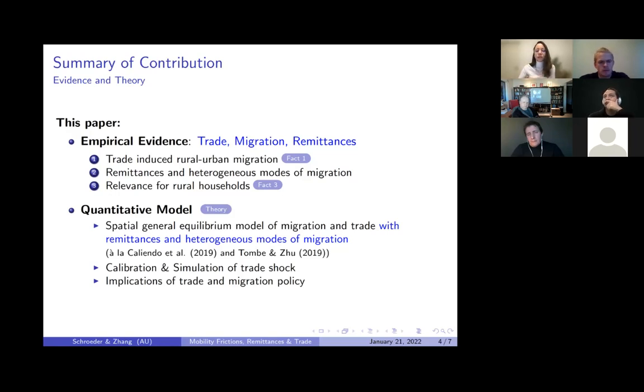And they also decide what proportion of their income to send back home. We use a non-homothetic preference theory, which basically implies that the higher your income is, the less of your income you may send back home, because you also enjoy some income in the urban areas. And in order to quantify and test whether this remittance channel is important in redistributing income across regions, we calibrate and simulate our model to simulate the Chinese trade shock. Then we give some implications for trade and migration policy and how they may interact or substitute one another.